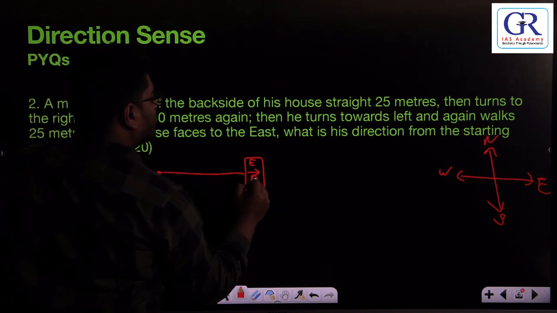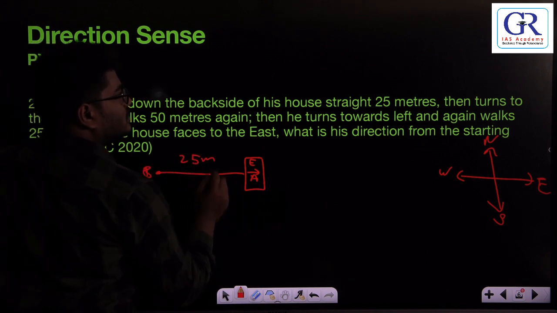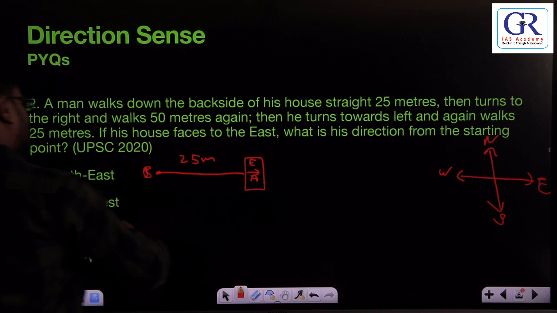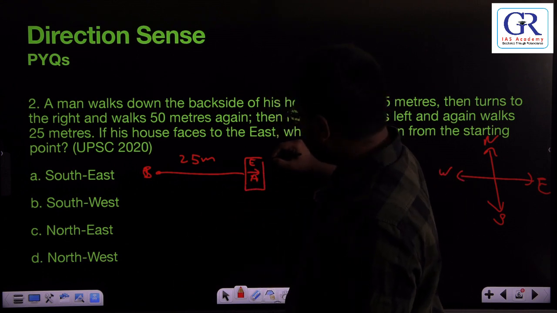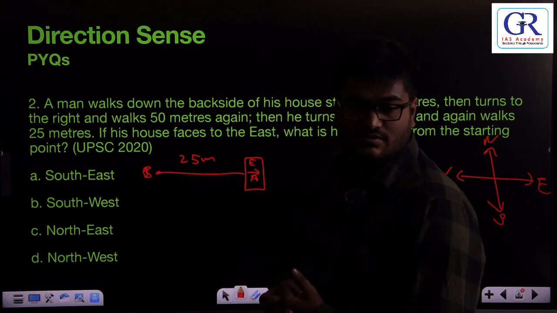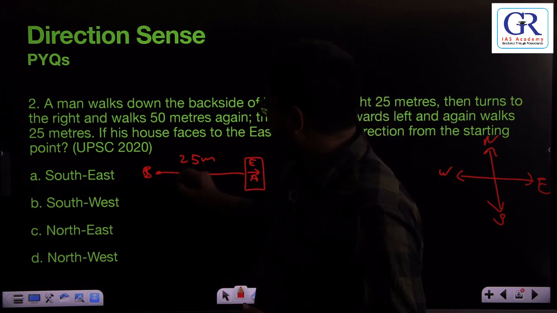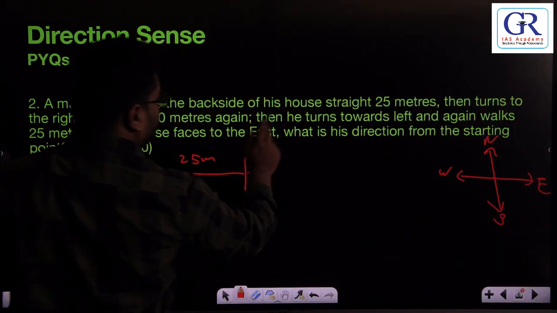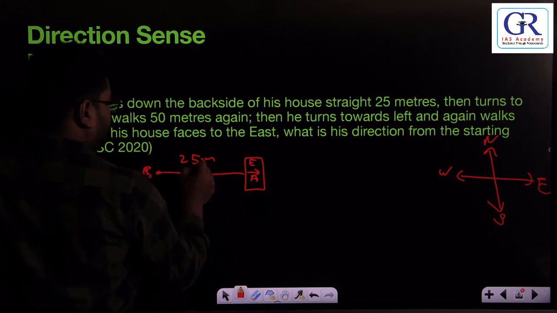Suppose this point is A. Next point is B, 25 meters towards west. Then turns to the right. What is right from here? The house is facing towards east. So if he is walking backside from his house, in which way is he walking now? Opposite of east is west, right? So he is walking towards west, straight 25 meters.